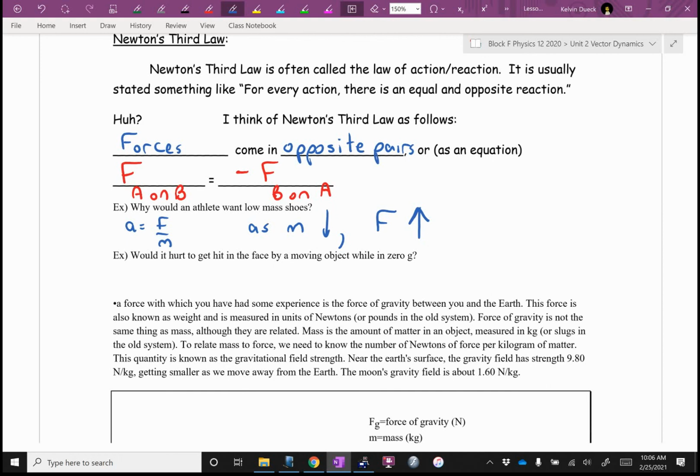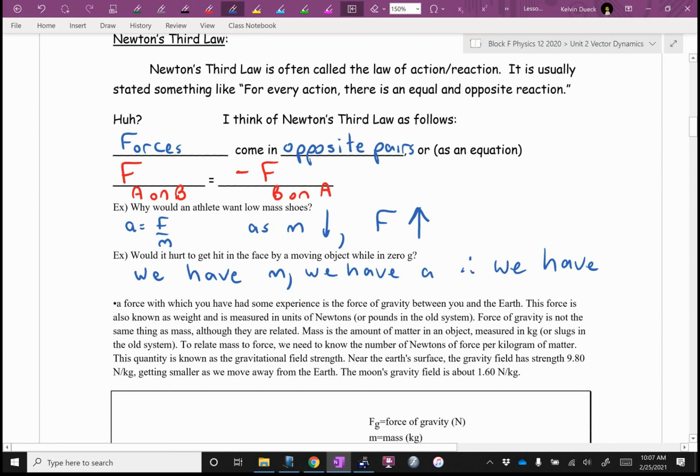In outer space, do objects still have mass? So, we have mass. When it hits your face, would its velocity change? I'm going to ask you the same question. I want the same answer. I'm just going to phrase it differently. When it hits your face, would it accelerate? So if we have mass and acceleration, we must have a force. So, sorry, Alec. Yes, it would hurt.